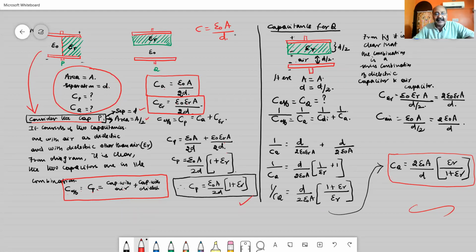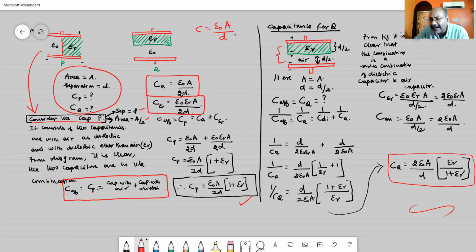Similarly, go for the next one, the capacitance for Q. In this case, the separation is divided into 2. The area of the plate remains the same, but the dielectric is introduced in such a way that the distance between the two plates is half. For half of the distance, the dielectric epsilon r is introduced, and for the other half, you have air medium. That arrangement is just like a series combination of two capacitors. So here the area is A and the distance becomes D by 2.